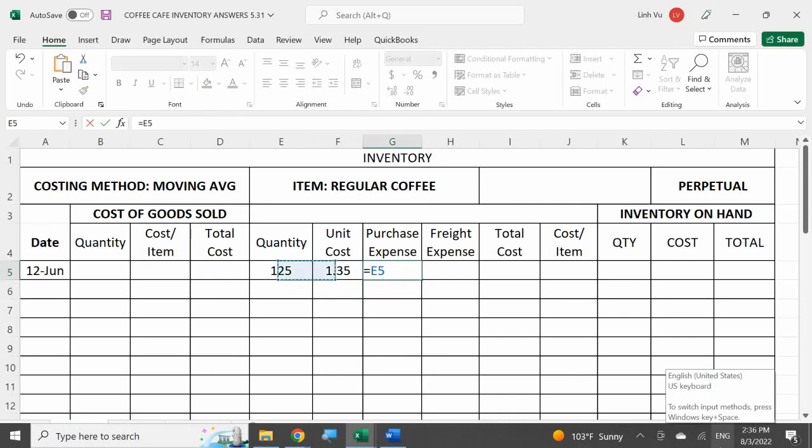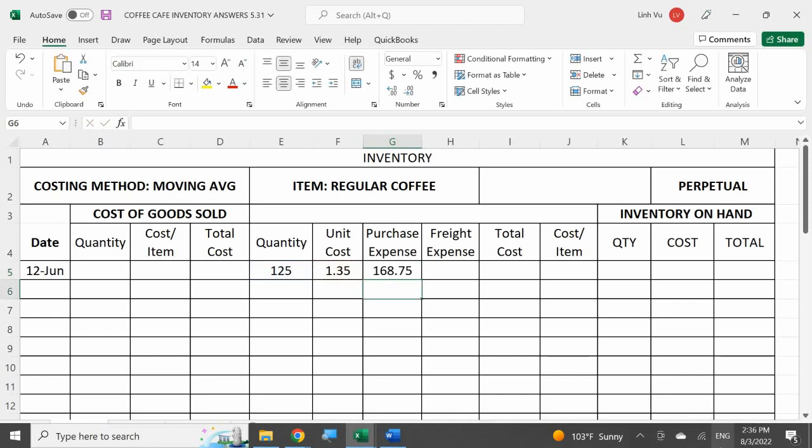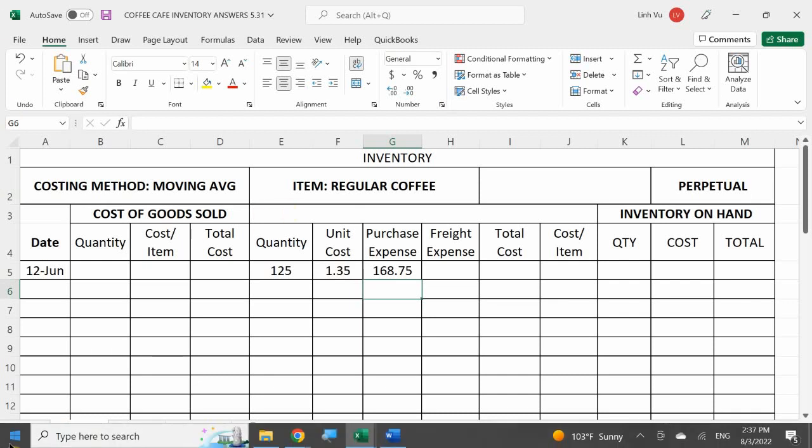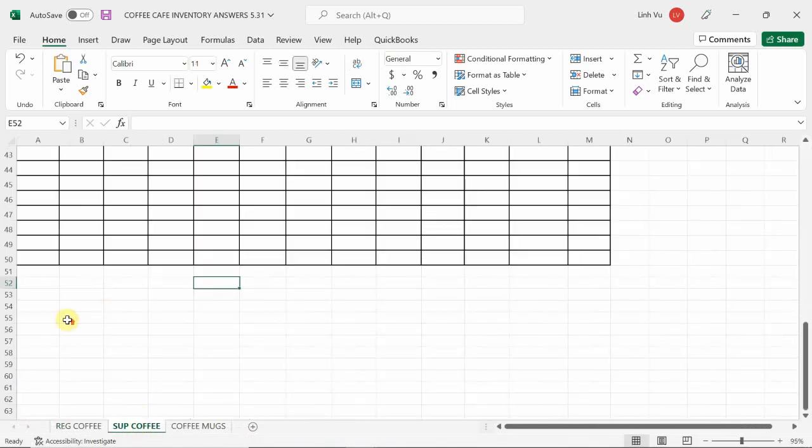So therefore, what is my total purchase expense? 80. Oh, shoot. The 168.75, right? The one that was already pre-calculated. Yeah. Okay. Now, is there any freight expense? I'm going to tell you, let's hold on for that. Okay. So we'll stop here, and then we'll continue on later. Okay. Supreme coffee.